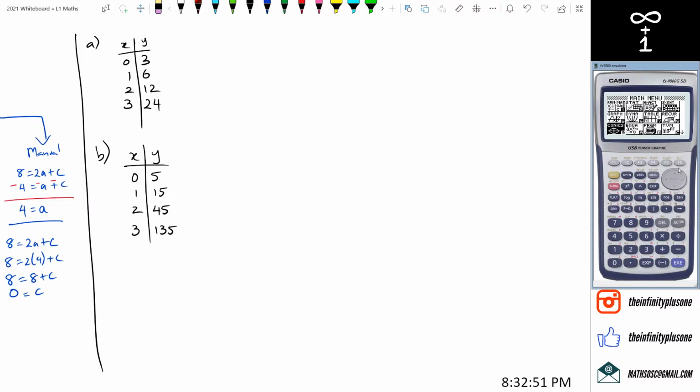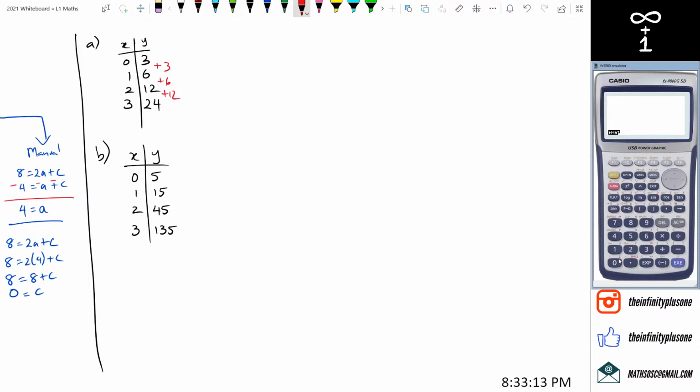So if it's linear, when you subtract the y values, it'll always be the same. So for example, I've got 3, 6, 12, right? I can see straight away this is not linear, because it's going plus 3, plus 6, plus 12, and so on. So that's my first thing. I know this graph is not linear.